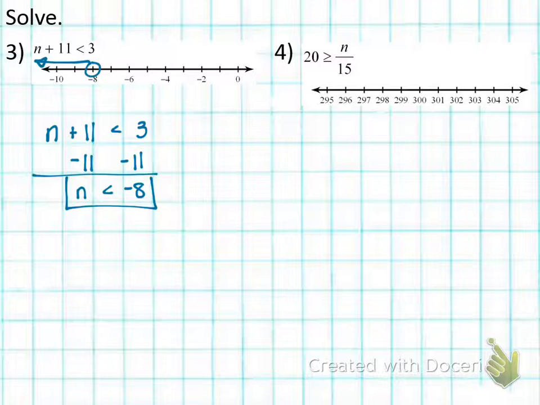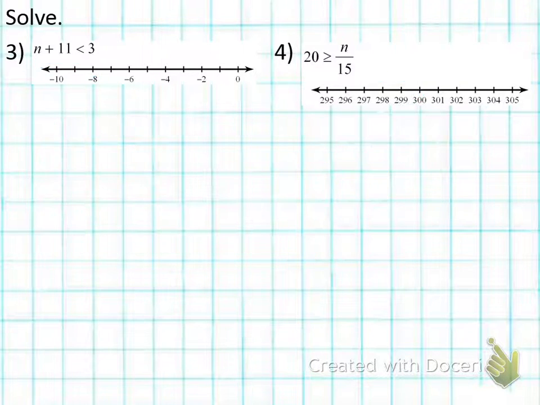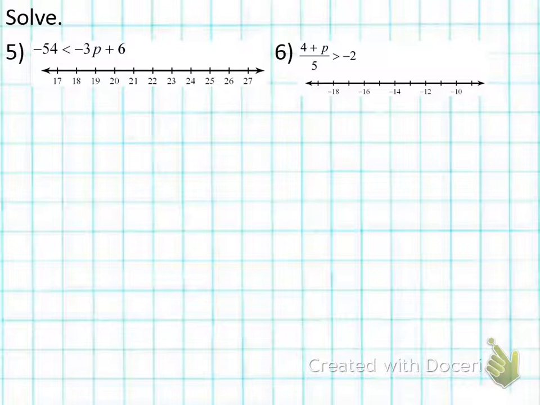On this one, let me rewrite it here underneath. We got 20 is greater than or equal to n divided by 15. So we multiply both sides by 15. When we do that, we get 300 is greater than or equal to n. And then we have to flip sides, right? So n is less than or equal to 300. We're flipping that middle sign. Draw in our circle at 300. It's less than, and it's filled in. Okay, good. Those are one-step inequalities. Let's see if we can add another step. This one's going to be 2 steps.